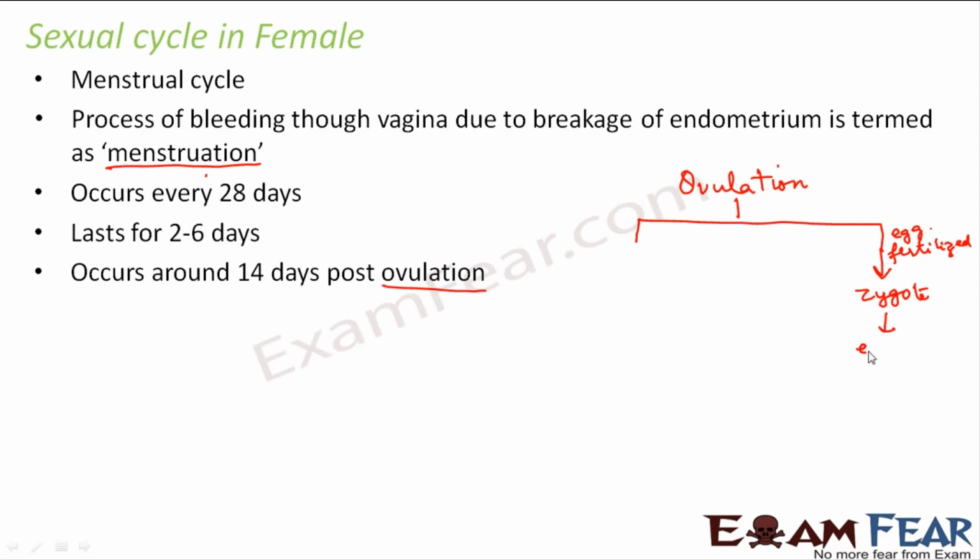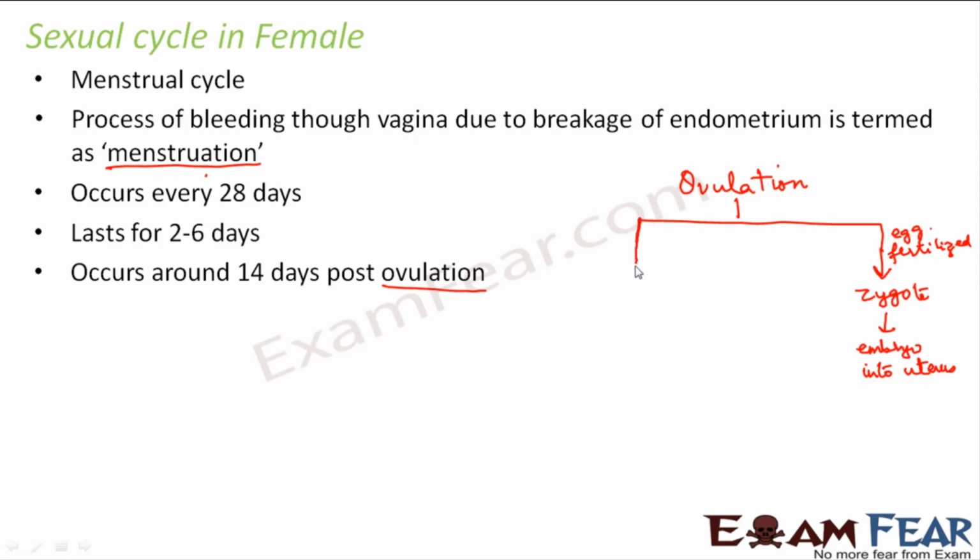this embryo will descend into the uterus. So in a period of 5 to 6 days, it will descend into the uterus, and then gradually a placenta will be formed, and then the embryo will gradually get converted into a fetus. Right? So that is the process when the egg gets fertilized.